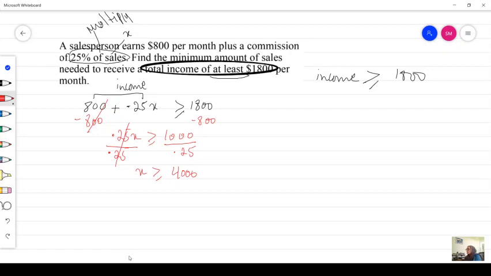So it means he needs to have $4,000 in sales. He has to have a $4,000 sale. So it's greater than 4,000 or maybe just equal to $4,000, then he will get $1,800 total income.